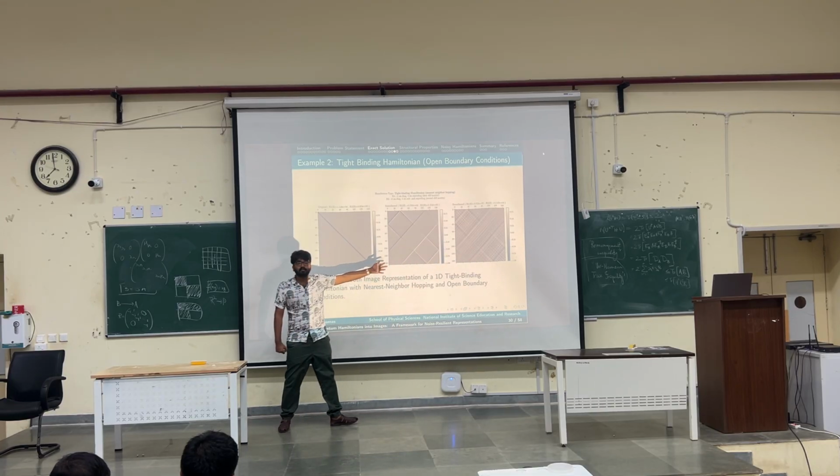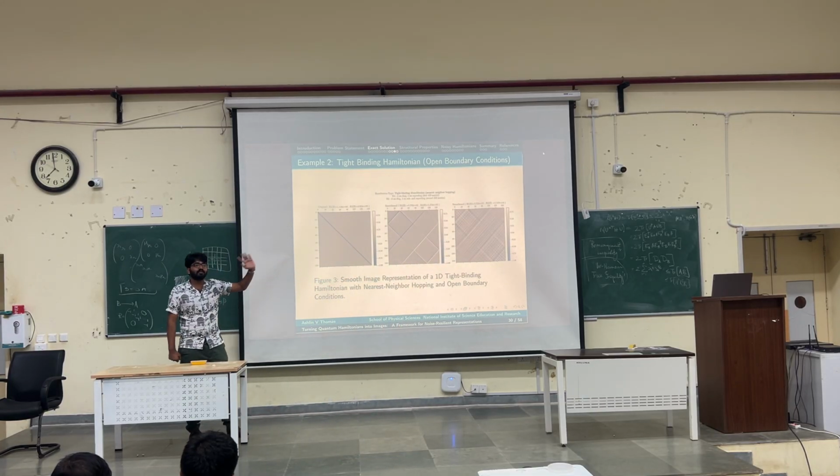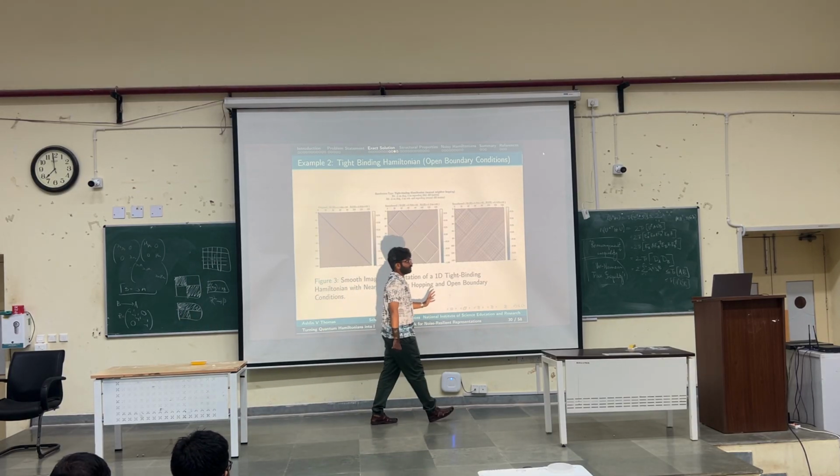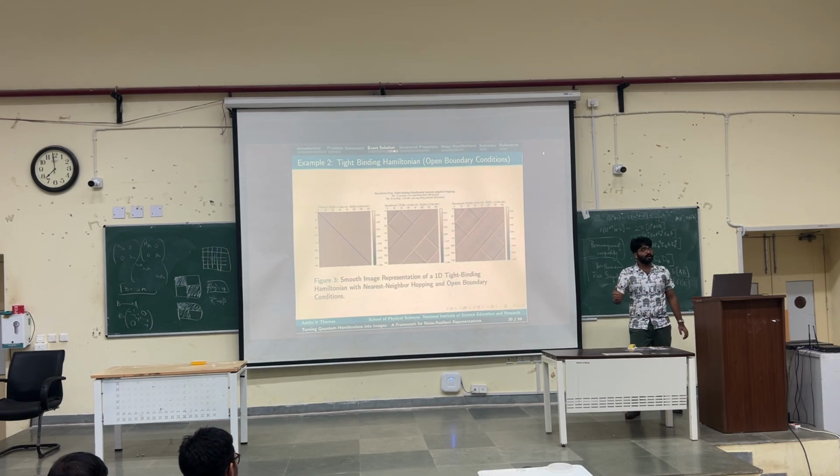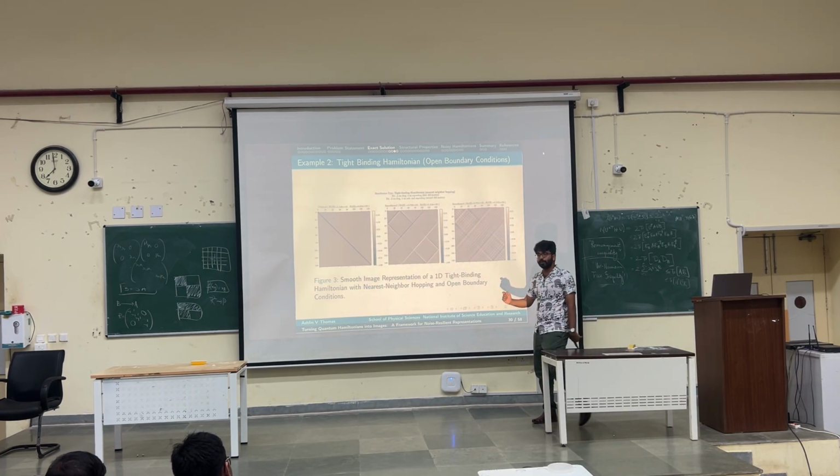You can clearly see a structure in it. It's not an arbitrary image. It's not just random points and blanks. It clearly has some structure, and it becomes even more evident when you switch on periodic boundary conditions. This is for open boundary conditions. What I will do right now is switch on periodic boundary conditions in this problem.